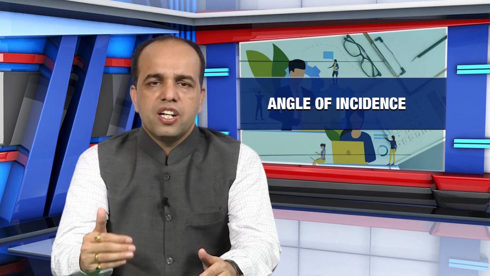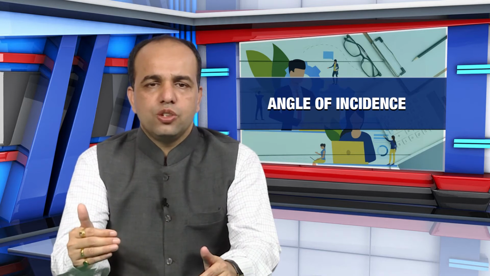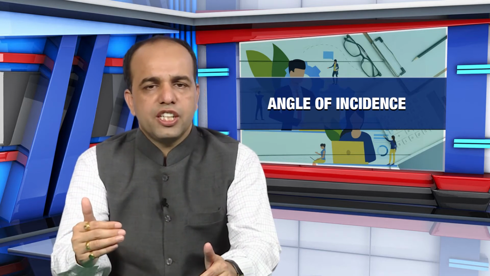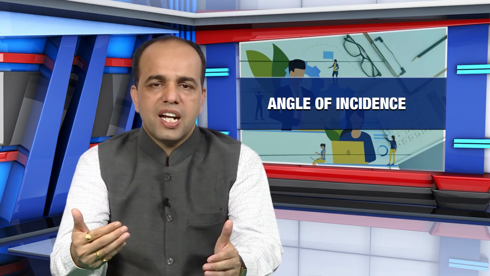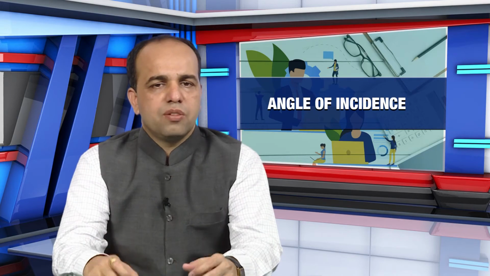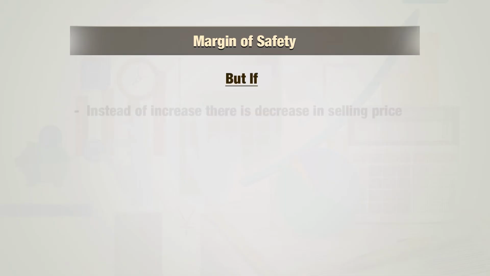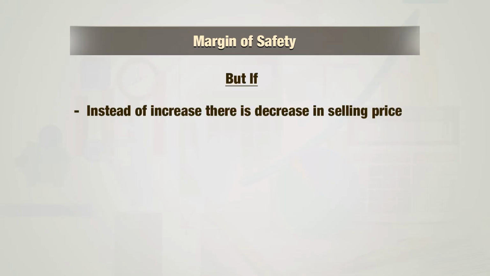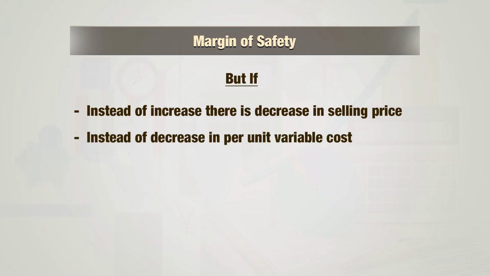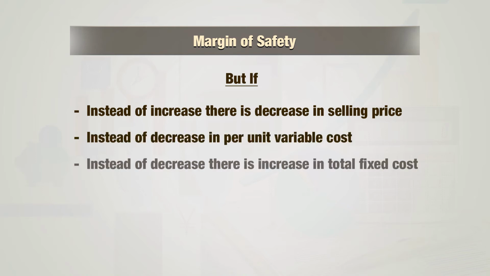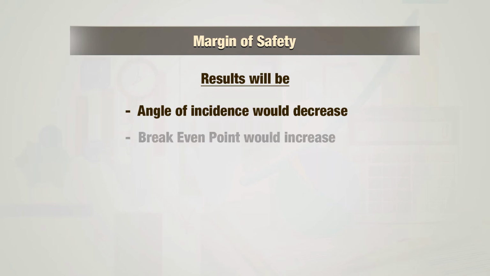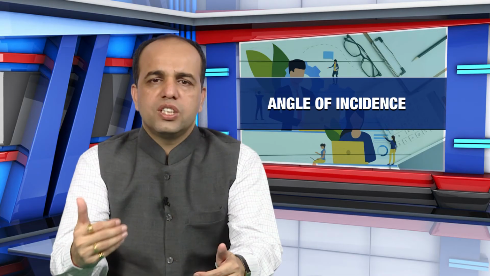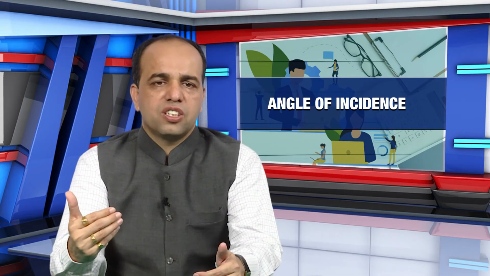In the same manner, if per unit selling price is increased or total fixed cost is reduced individually, the angle of incidence would become larger and will be beneficial to the company. But if there is a decrease in selling price, an increase in per unit variable cost, or an increase in total fixed cost, the angle of incidence would decrease and break-even point would increase. Due to this, there is a possibility of loss.